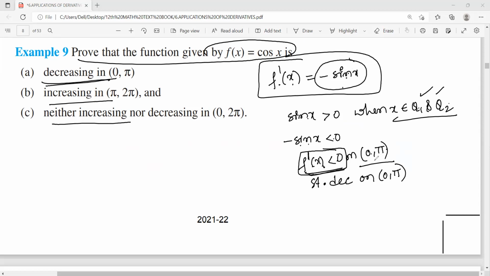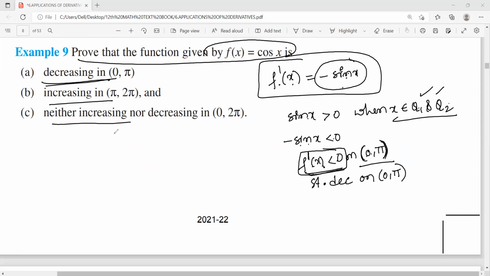So sine is greater than or equal to 0 in quadrants 1 and 2. We put an open bracket here. Pi is not there. Okay, got it.